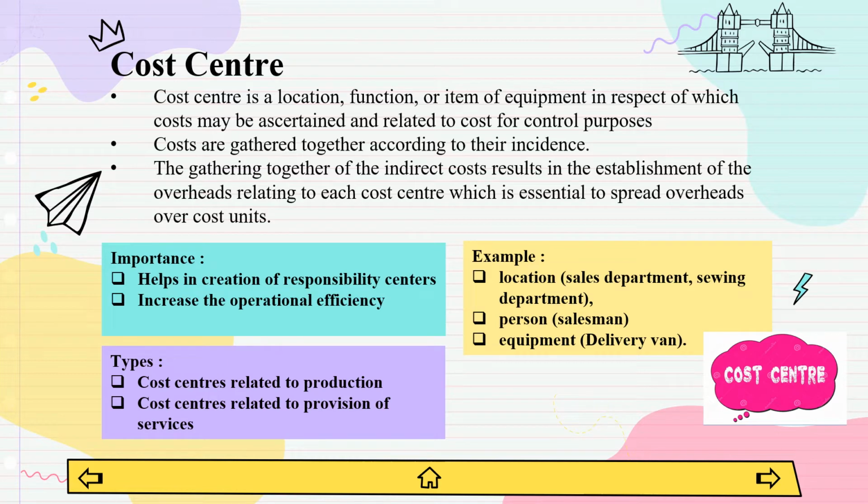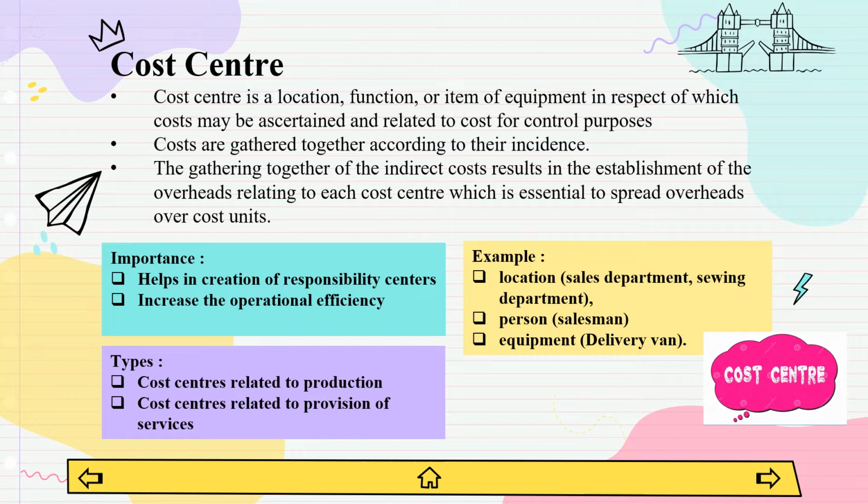Okay, next I will explain about cost center. A cost center is a location, function, or item of equipment in respect of which cost may be ascertained and related to cost for control purposes. Costs are gathered together according to their incidence. The gathering together of the indirect costs results in the establishment of the overhead relating to each cost center, which is essential to spread overhead over cost units.